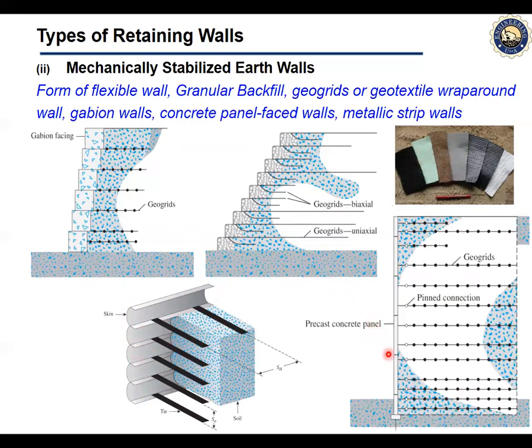The fourth one is a concrete panel face wall. These are panels stacked one over the other with geogrids connected by pin connections, which will also act as walls.